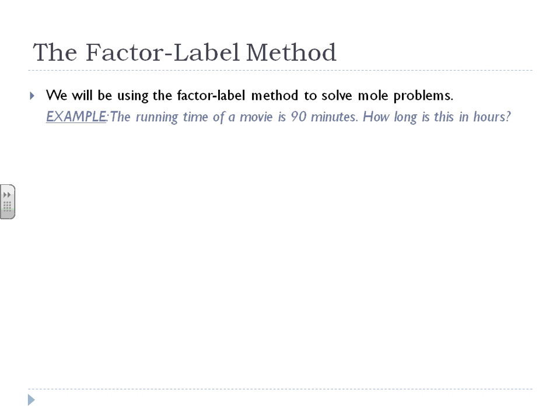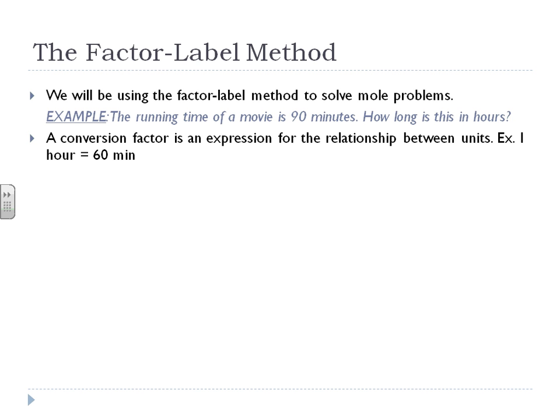Most of us can do this in our head. It's an hour and a half, 1.5 hours. But I'm going to talk you through the steps for simple problems so that you can apply that same knowledge to a more complex problem. So, a conversion factor is an expression for the relationship between units. Basically, it's the same thing, just expressed with different units. So 1 hour is the same thing as 60 minutes. We just have different units.